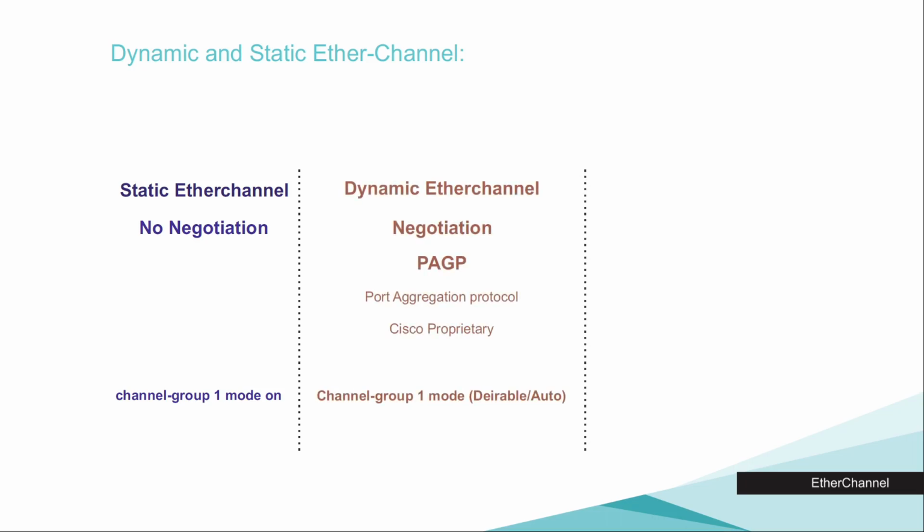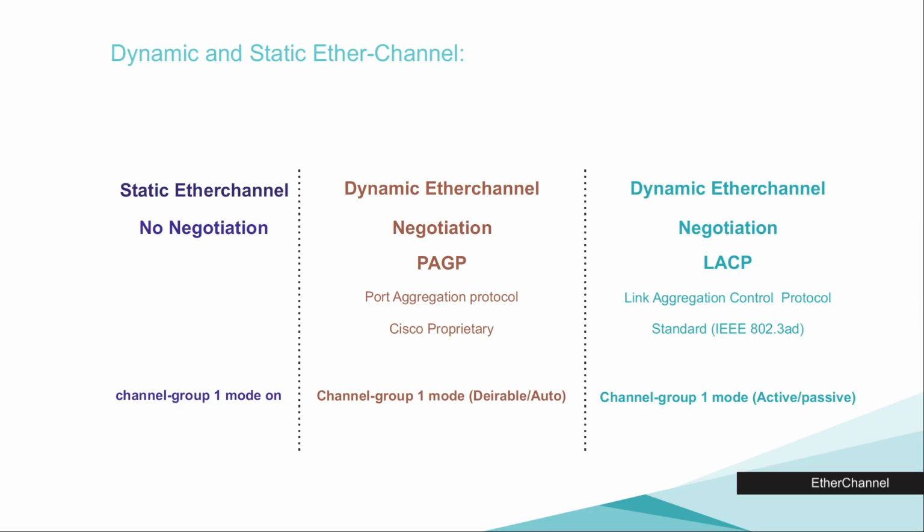We can also configure the Etherchannel dynamically using a protocol called PAgP. PAgP stands for Port Aggregation Protocol. This protocol is Cisco proprietary, which means that we cannot configure this protocol on any device except Cisco. If we use the PAgP protocol, the interfaces will negotiate the Etherchannel. So instead of using the command channel-group 1 mode on, to configure PAgP we can use the command channel-group 1 mode, and then we can choose desirable or auto.